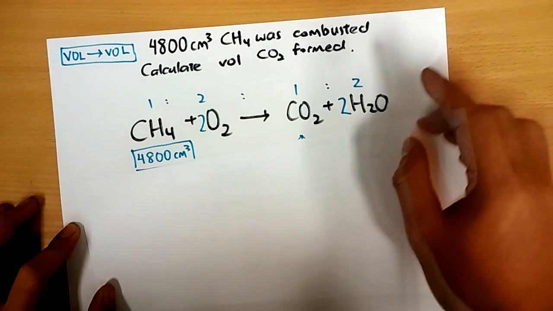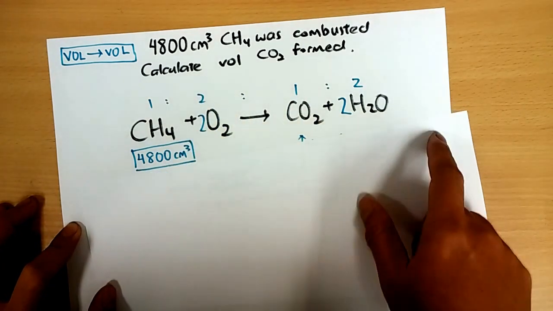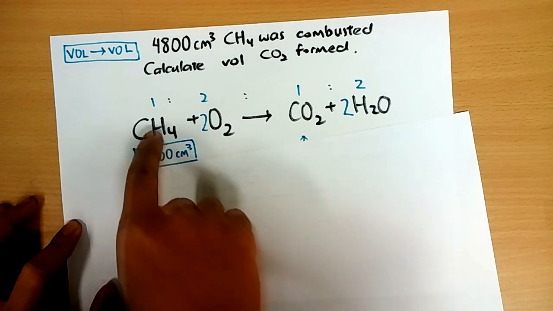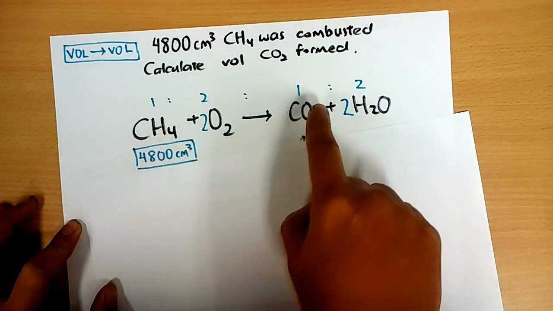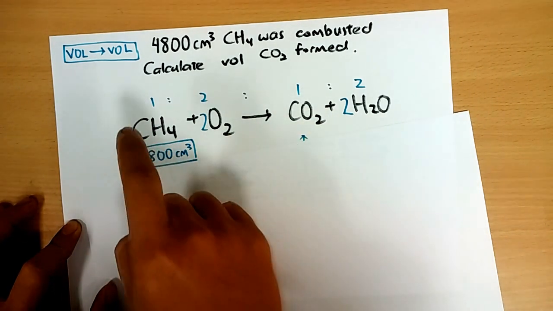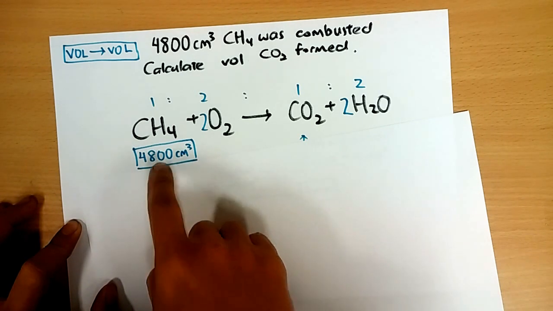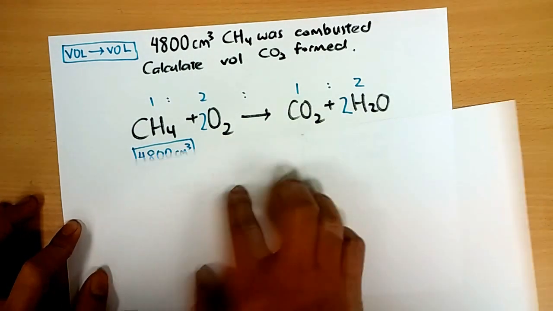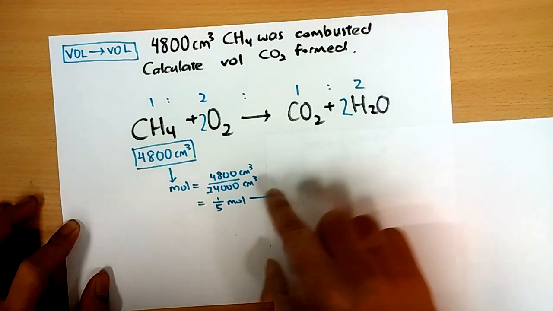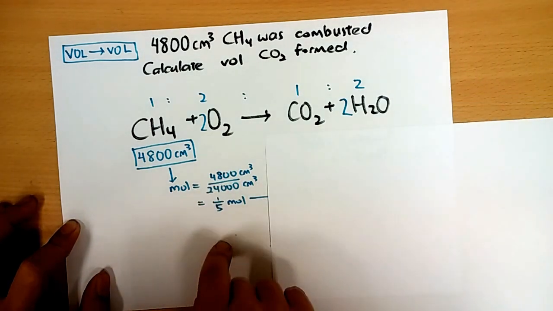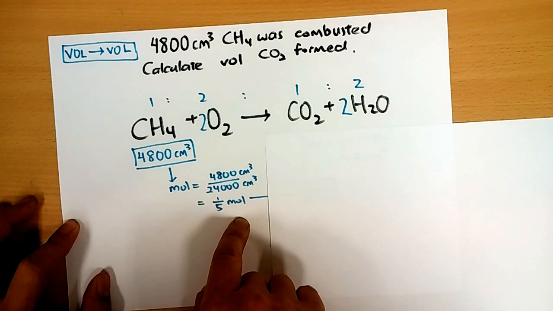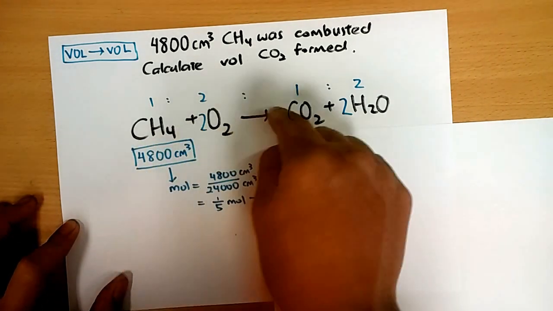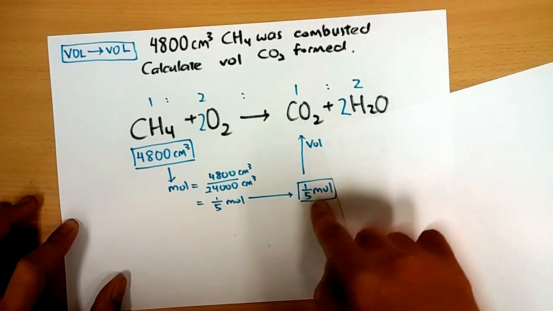Okay, this is the next question. This is a combustion reaction. It's a complete combustion. We are told that 4,800 cm cube of methane has combusted. Calculate the mole of CO2 that is formed. So what do you do with this? Step 1, change this into mole because we need to use mole ratio to go across. So if I change this to mole, it will be like that. And I got 1/5 mole of methane. So ratio is 1:1. It will be 1/5 mole.